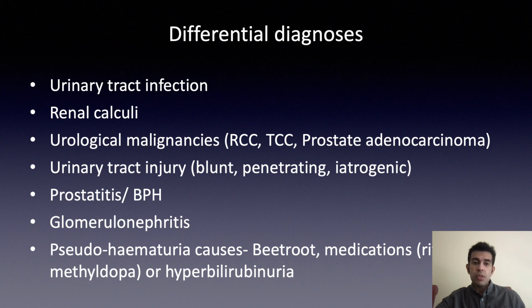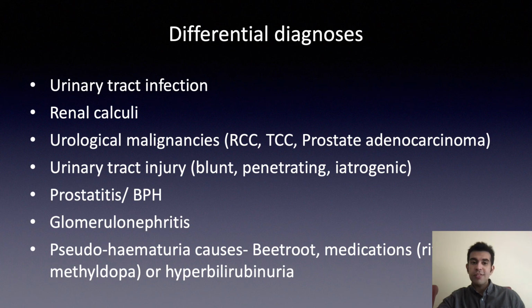There may just be an injury to the urinary tract, and then you need to classify it. So is it blunt, is it penetrating, or is it iatrogenic, i.e. from previous surgery? Have a look at any other symptoms with the prostate. Is it just prostatitis, or is it benign prostatic hyperplasia? As we mentioned earlier, it may be higher up in the urinary tract, more at the kidneys. In this case, you might want to get the nephrologists involved, especially if it's a case like glomerulonephritis.